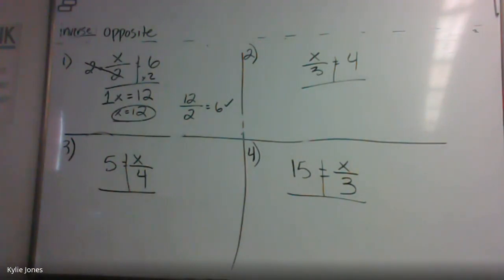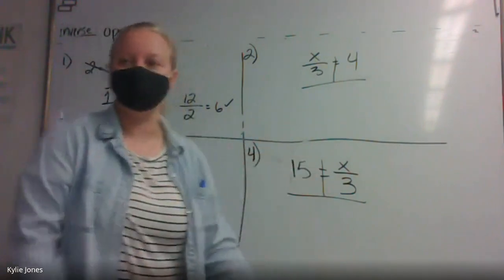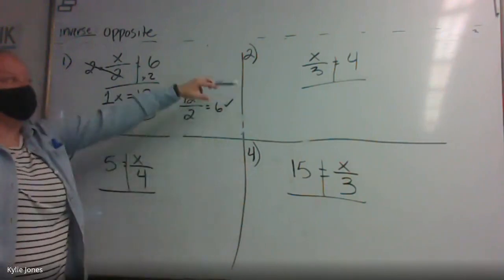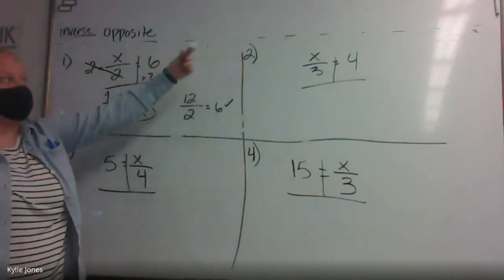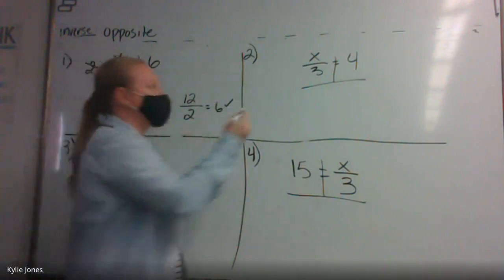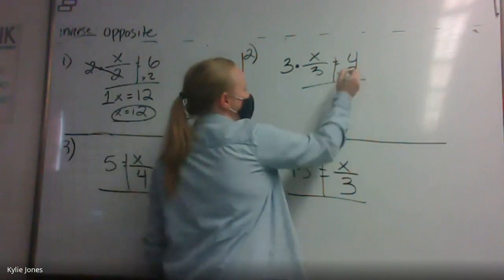Okay, let's go ahead and review these ones. Those of you online, put your answers in the chat so I can see if they are correct. And let's review these. Number 2, we have x divided by 3 equals 4. What is the opposite of dividing by 3? We need to multiply by 3 on both sides.